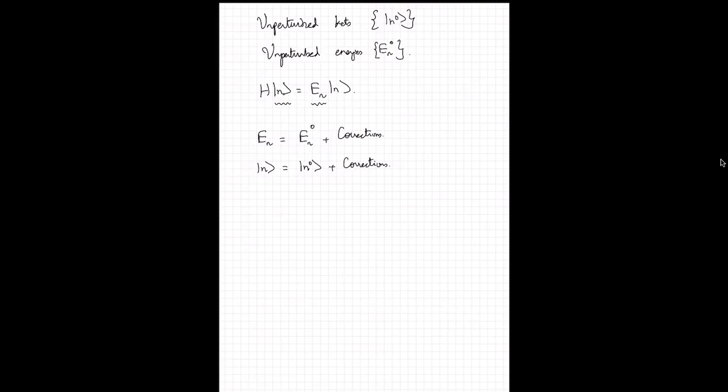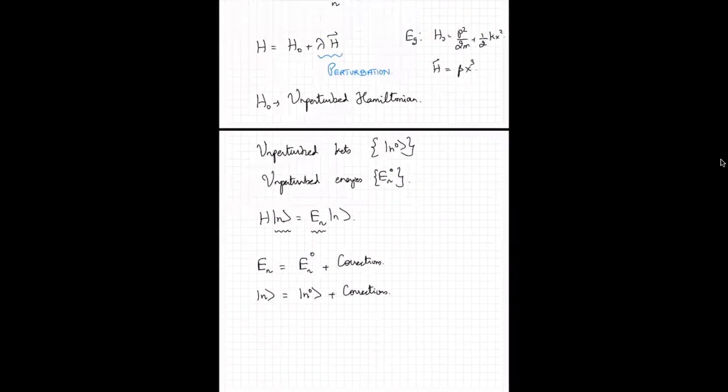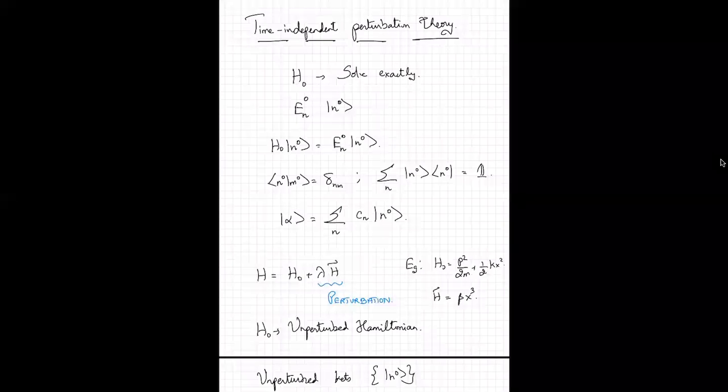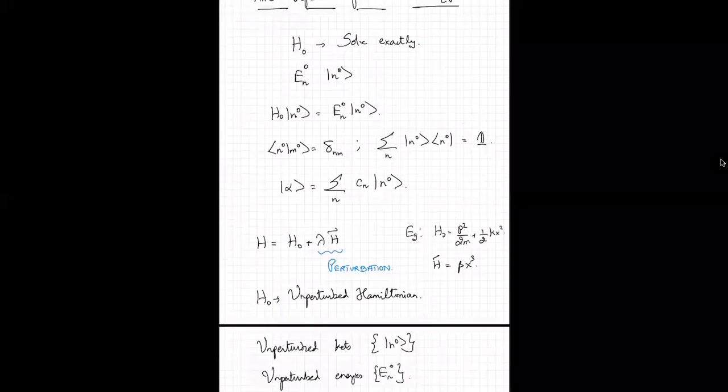Hello, sir. Yes. Why do we need the correction? I mean, we have the eigenket and the eigenvalue. They have zero uncertainty. So why do we need corrections? No, I only know the eigenkets and eigenenergies of H0. I do not know the eigenkets and eigenenergies of capital H.